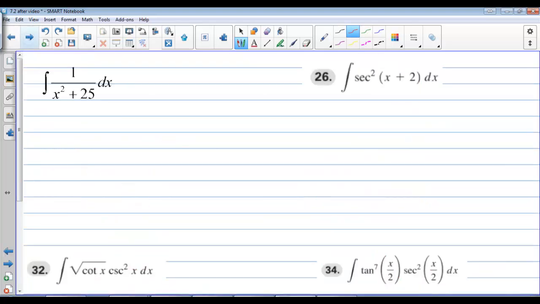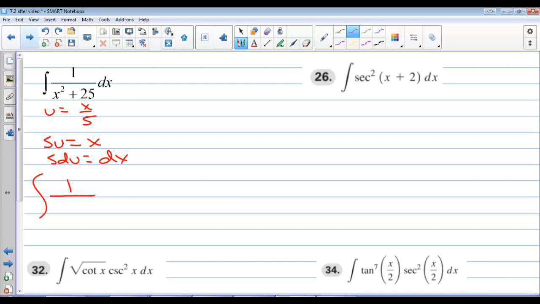It's almost the exact same, except we're going to let u equal x over 5. If it was 49, we'd have x over 7. If it was 81, we'd have x over 9. It's all the same stuff now. So that 5u equals x. 5 du equals dx. That's all we need. We got all the tools we need.